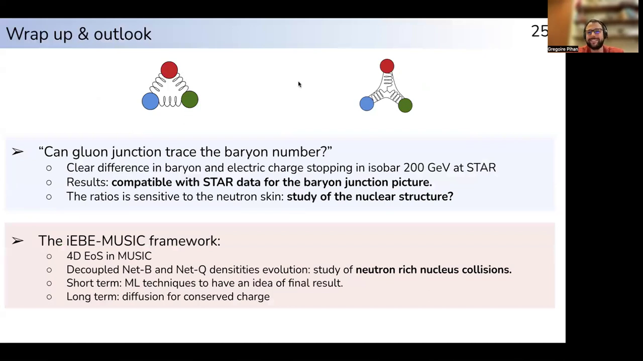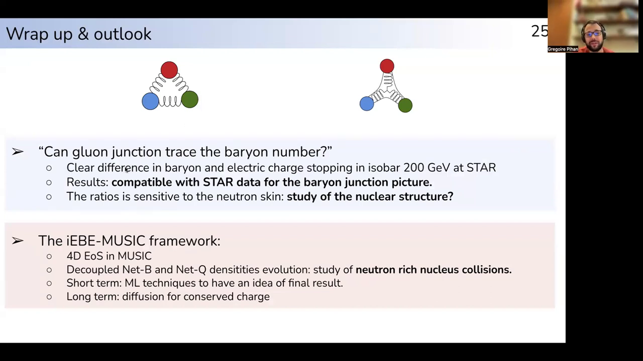So this is just to wrap up, an outlook basically. To this question, whether this is a triangle or a Y shape, we can test it experimentally by looking at the way the baryon number stops, especially compared to the electric charge. If the electric charge stops differently from the baryon charge, we can expect that they are not carried by the same object, or at least not traced by the same object.